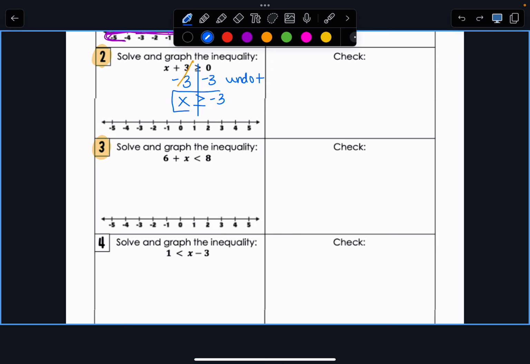Well, Marius, I don't know how to graph this. Can you walk me through it? Which one? Number 2? Mm-hmm. Put a closed circle on negative 3, then go right. Is Marius correct? Yep. Okay.